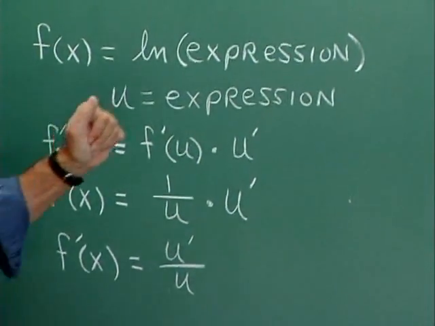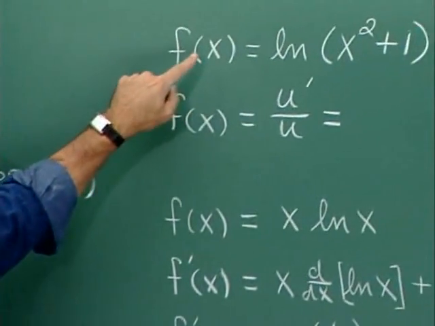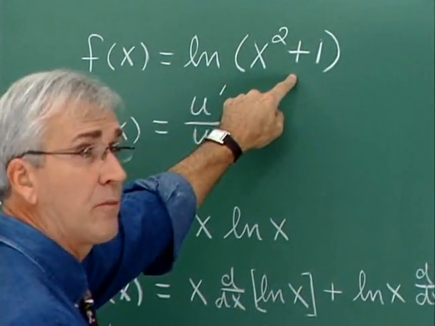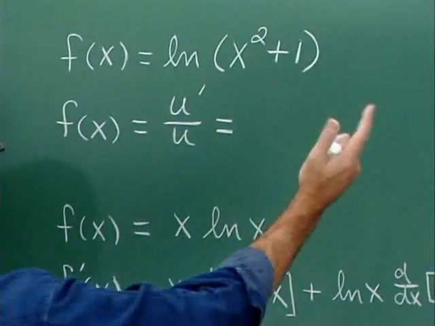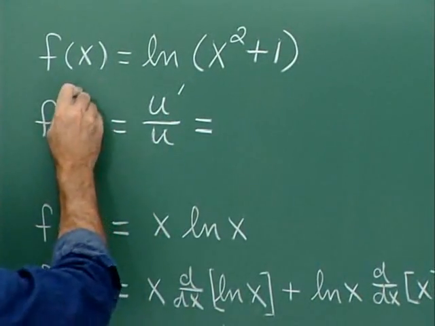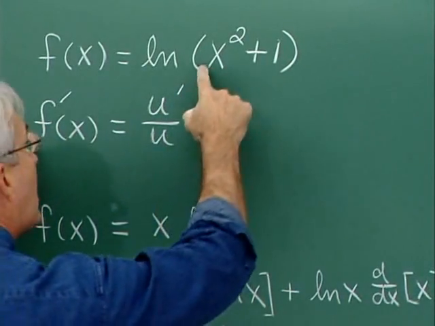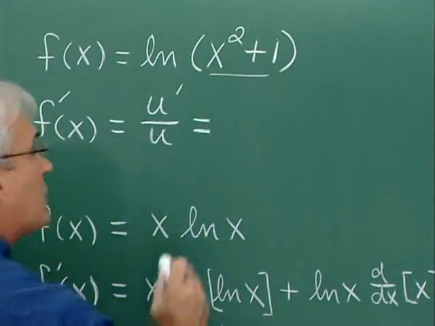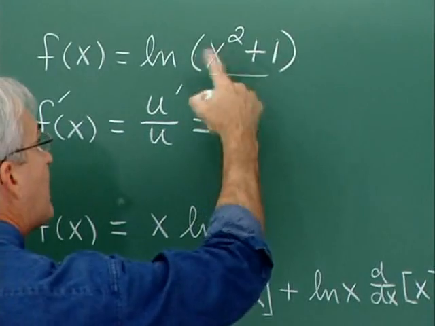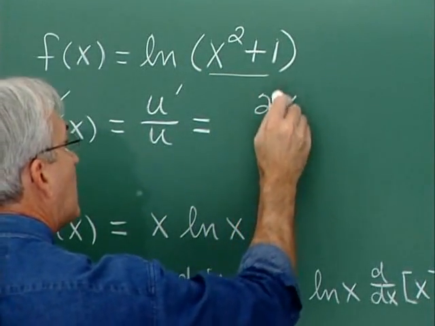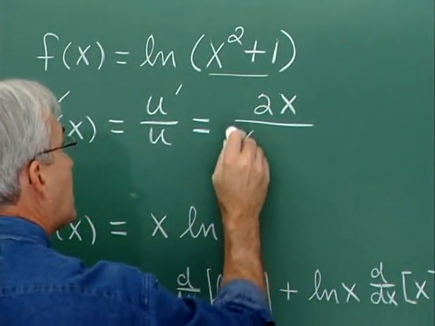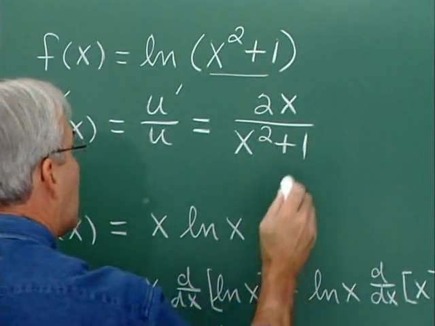Let's take a look at a few problems. Suppose we have f of x is ln of this expression. You see, and all we do is write it in its, the derivative is u prime over u. So the u is the expression, you see. And u prime, the derivative of the expression, is 2x. And the expression itself is x squared plus 1. And that's all there is to it.